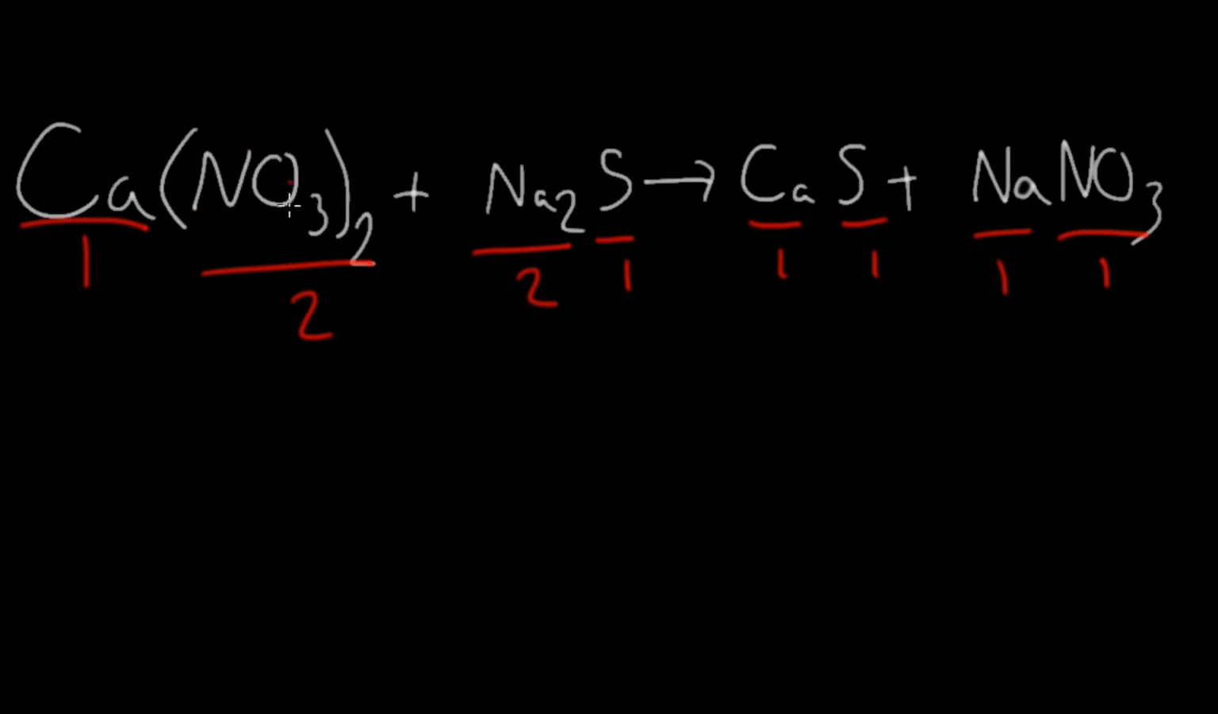Now for nitrate, there's 2 of nitrate on this side, and there's only 1 on this side. So we have to multiply this guy by 2. 2 there, cross that out, 2 and 2. So now nitrate is balanced. Now for sodium, sodium 2 on this side, and what do you know? Sodium 2 on this side. So those are balanced. Now we need sulfur. Sulfur 1 on this side, sulfur 1 on this side. Perfect. That was an easy one.